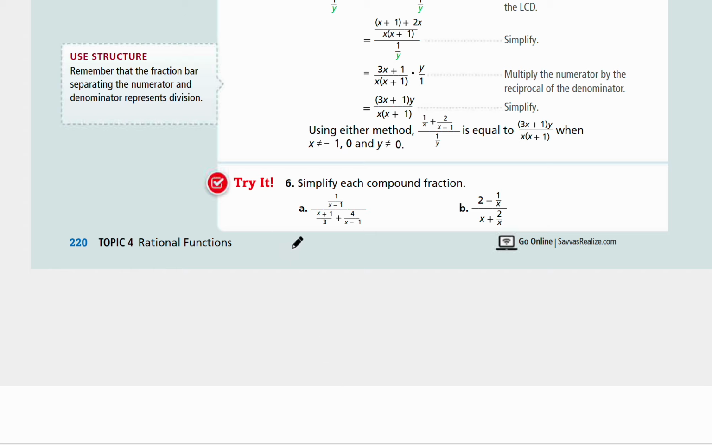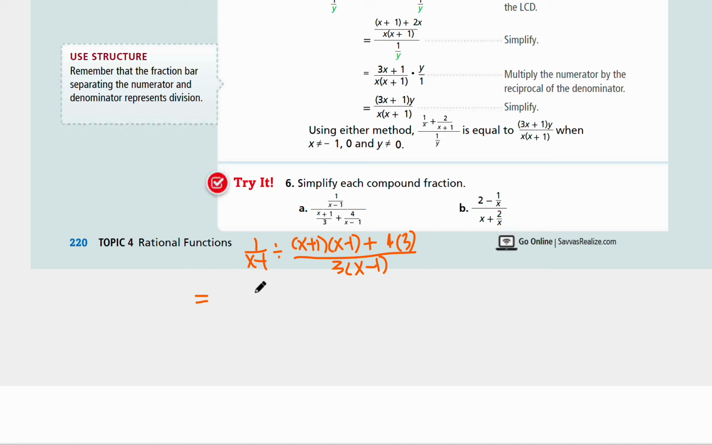We have 1 over x minus 1, all divided by x plus 1 over 3 plus 4 over x minus 1. And so really, this is 1 over x minus 1 divided by this, right? But let's find the LCM, 3 times x minus 1. So we're going to multiply x plus 1 times x minus 1 in the numerator here, plus 4 times 3. And then we have the LCM of 3 times x minus 1.